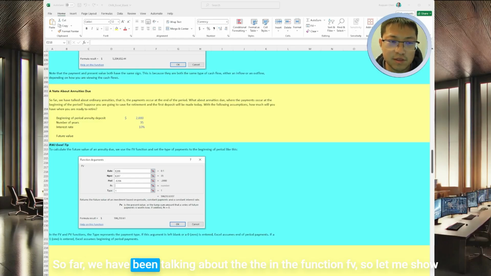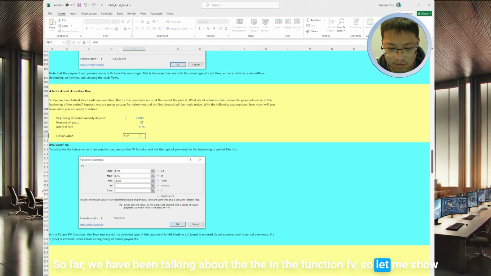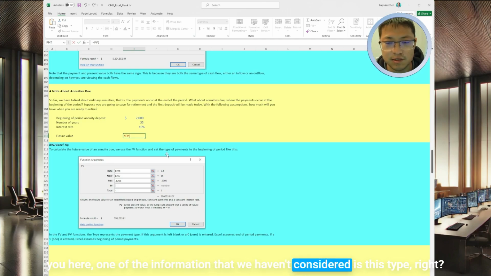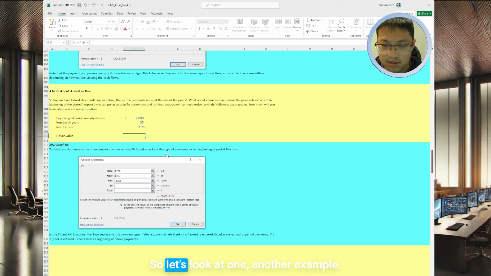So far, we have been talking about the FV function. Let me show you here. One piece of information that we haven't considered is this type. So what does it mean? Let's look at another example.